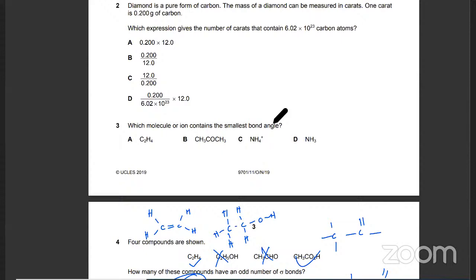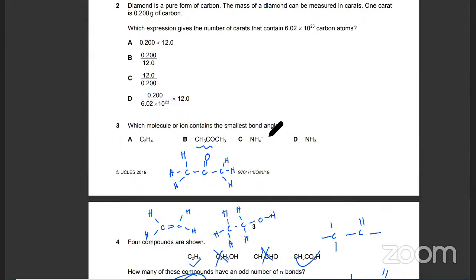Which molecule contains the smallest bond angle? Smallest. What's the bond angle in C2H4? 120. Okay, what are the bond angles in C double bond O and CH3, right? That's 120 for the C double bond one, and the CH3 part will have an angle of 109.5.